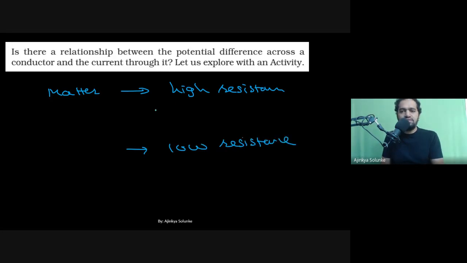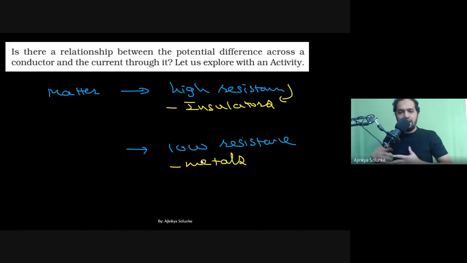The high resistance might be with whom? The materials which do not allow electricity to flow through them must have high resistance, and those are insulators. So insulators have high resistance. Example, plastic. Plastic will offer a lot of resistance and will not allow electricity to flow through it. And what about low resistance? Metals. Metals are the perfect example for low resistance, because metals, as you know, allow electricity to flow through them. Basically conductors, correct? Metals are the example of conductors.